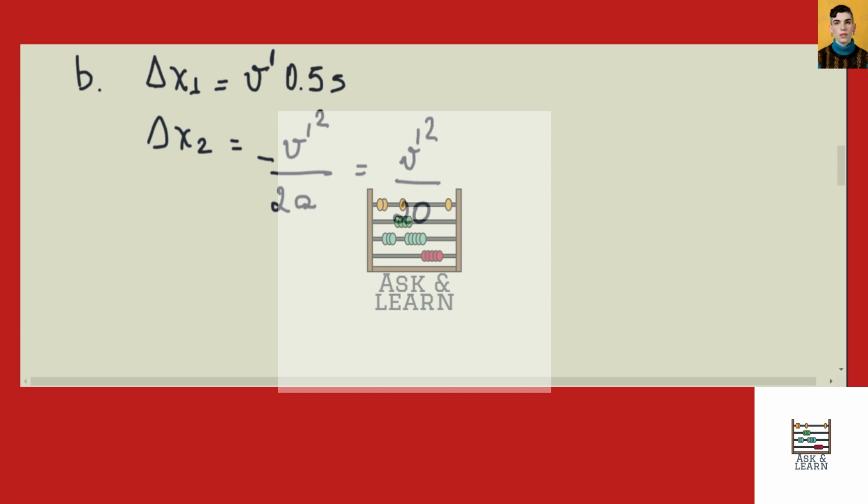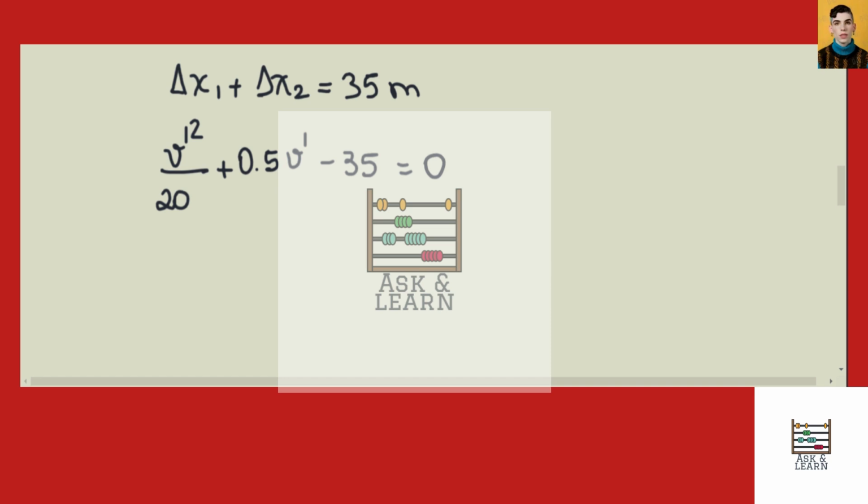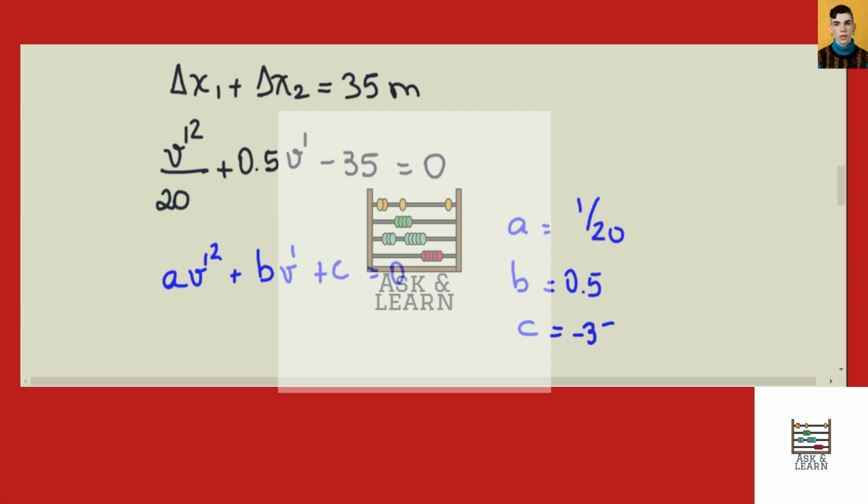Okay, so we have that delta x1 plus delta x2 must be equal to 35 meters. So we have that v prime squared divided by 20 plus 0.5 v prime minus 35 is equal to 0. Now we want to solve this, and we're going to solve it by using the Bhaskara equation. So we have a v prime squared plus b v prime plus c is equal to 0, where a is 1 over 20, b is 0.5, and c is minus 35.